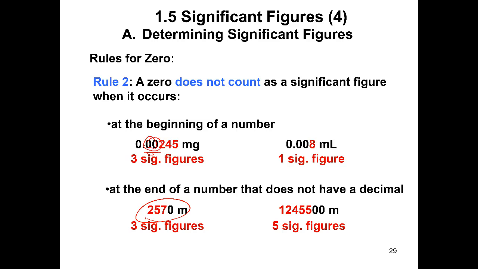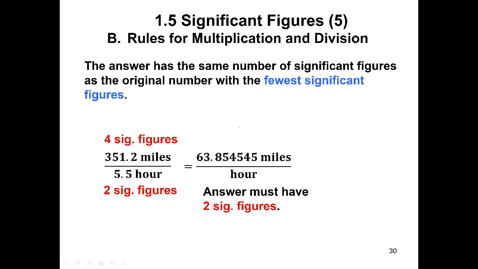This one, however, these are just placeholders. That's just telling me how small that number is. It's not telling me how accurate that number is. So those 2 zeros are not significant. They're just telling me that the 245 is not 245 or 0.245. It's 0.00245. So when you look at it, let's do a few of these.